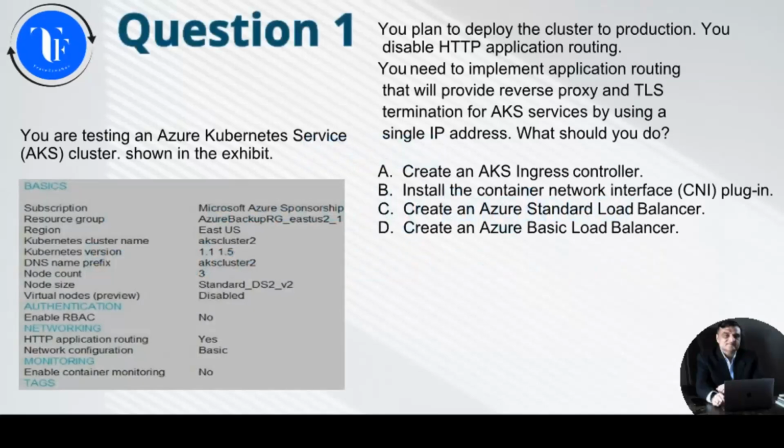Question 1. You are testing an Azure Kubernetes Service (AKS) cluster. The cluster is configured as shown in the exhibit. You plan to deploy the cluster to production. You disable HTTP application routing. You need to implement application routing that will provide reverse proxy and TLS termination for AKS services by using a single IP address. What should you do?